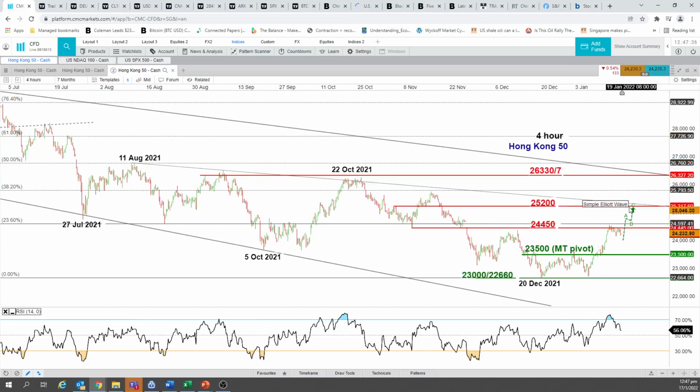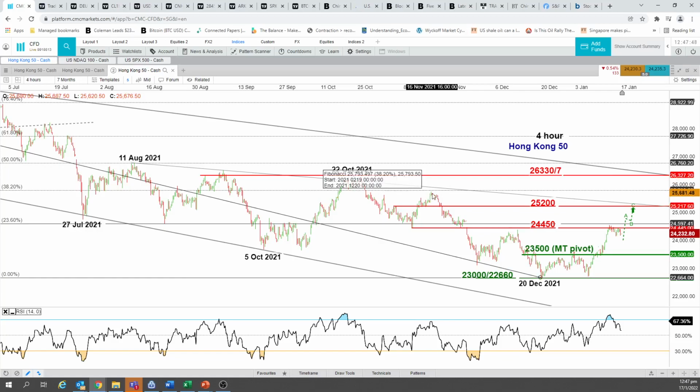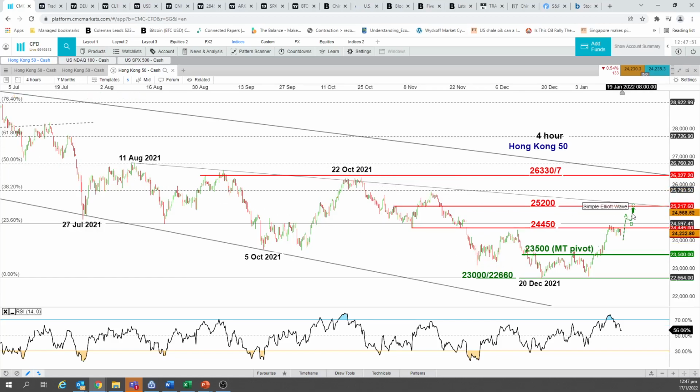this intermediate descending trendline resistance from the 11 August 2021 high that prevented further rallies on 8th September, 25th October, and 16th November, now acting as resistance at 25,200 as the first step. So still maintaining that bullish bias for that potential push up. However, a 4-hour close below 23,500 should negate the bullish tone, to see another slide to retest the long-term pivotal support at 23,000, followed by the 20th December 2021 low at 22,660.